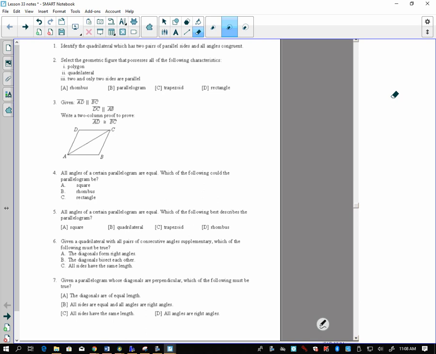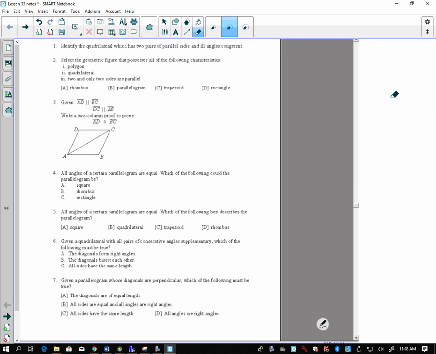Let's see, 7, given a parallelogram whose diagonals are perpendicular, you automatically ought to think rhombus. Okay, which of the following must be true? So I'm looking for rules that are specific to rhombuses or rhombi. Okay, the diagonals are of equal length. That's not true of a rhombus necessarily. All sides are equal and all angles are right angles. The part that says all angles are right angles is not necessarily true of a rhombus.